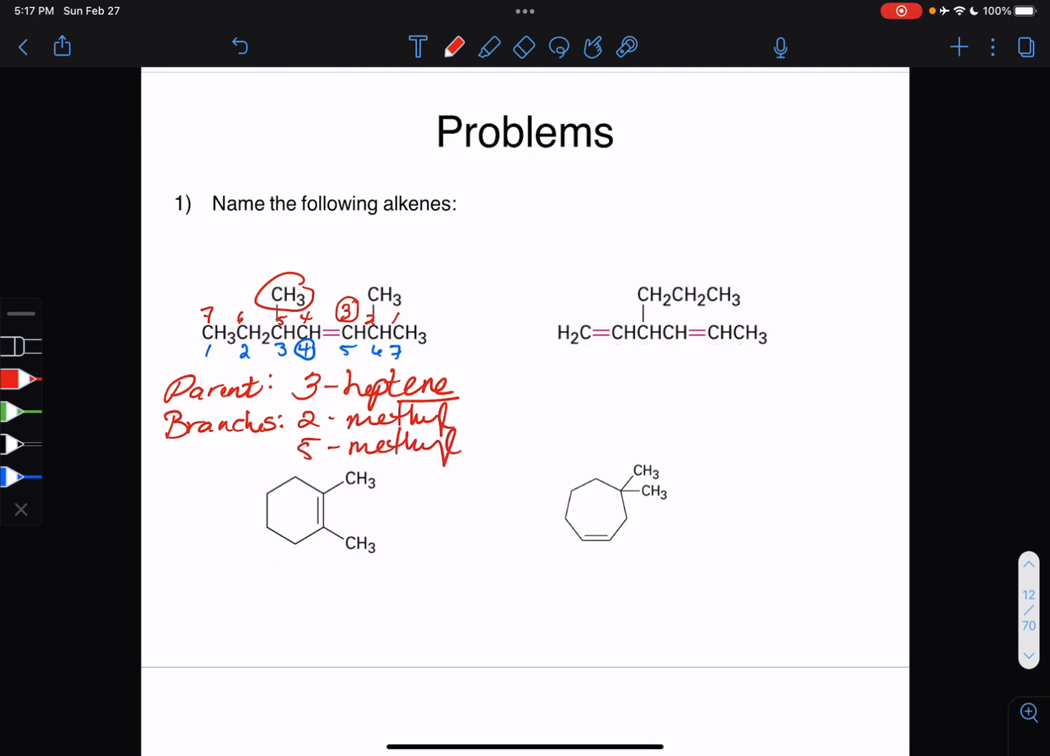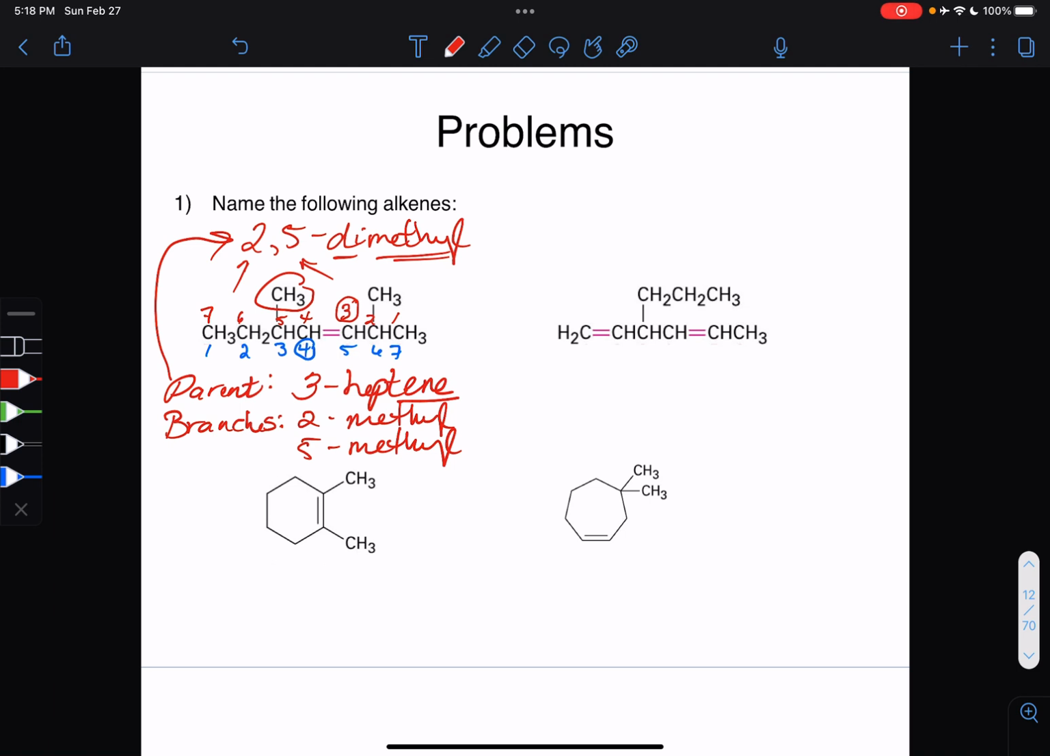So I'm going to go ahead and put these together and write them up here. And now we always start with the branches. So we've got 2 methyl groups, and we need to locate both of them. So we're going to say we've got a methyl group on 2, and we've got a methyl group on 5. So again, folks, you've got 2 methyls. Where are they? One of them's on 2, the other one's on 5. If you've got 2 of them, you have to locate both of them, friends. Okay, so we've got 2,5-dimethyl, and then our parent is 3-heptene.